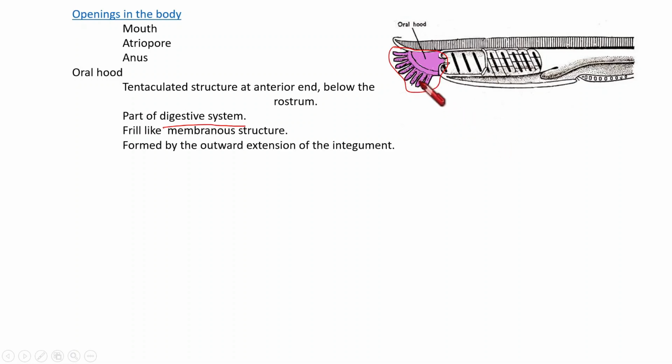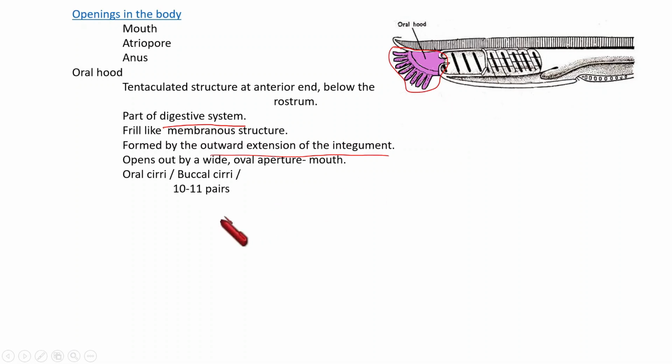And how is it formed? It is formed by the outward extension of the integument. Integument means the skin of this organism. And it opens outside by a wide oval aperture called the mouth. And it is bordered by so many finger-like processes. The name of that finger-like process is oral cirri or buccal cirri.